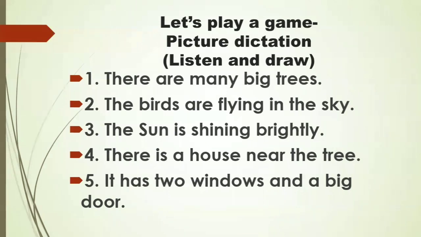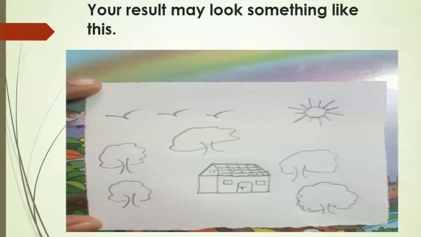Now let us see. Yes, your result may look something like this. Like I have drawn this picture. I told you that there are big trees and the birds are flying in the sky. You can see I have drawn birds flying in the sky. And the sun is shining brightly and there is a house near a tree. It has two windows and a big door. So maybe your result may look something like this, or maybe this may differ from person to person.